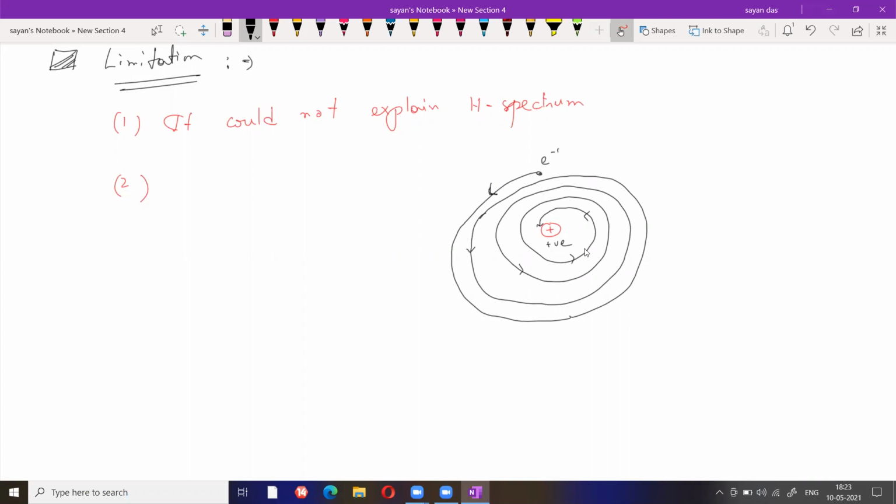Scientists also said that an electron can move around the nucleus with a constant radius. A constant radius means no energy is emitted or taken in. But Rutherford could not explain this part. This is the second point. So just write it down.